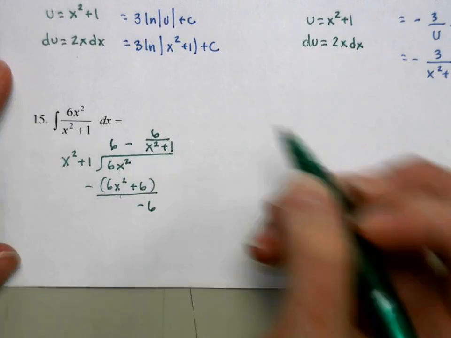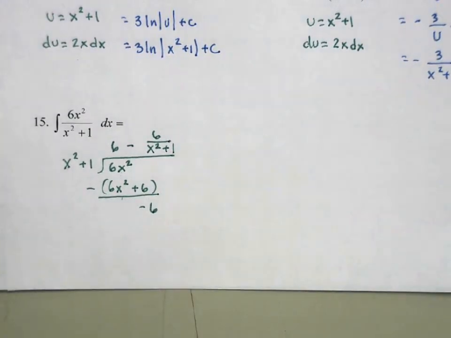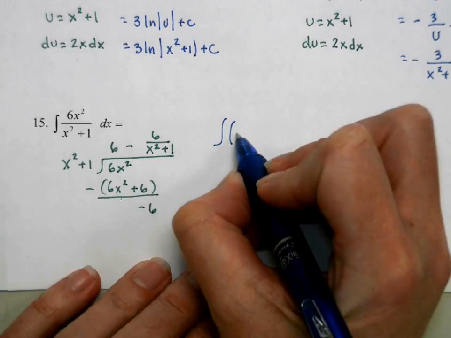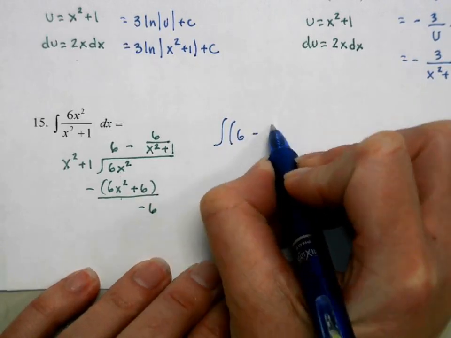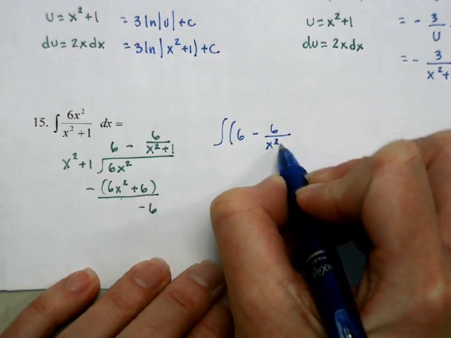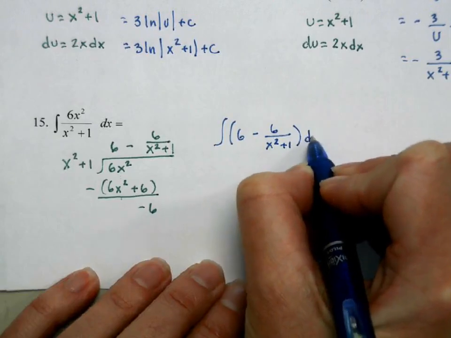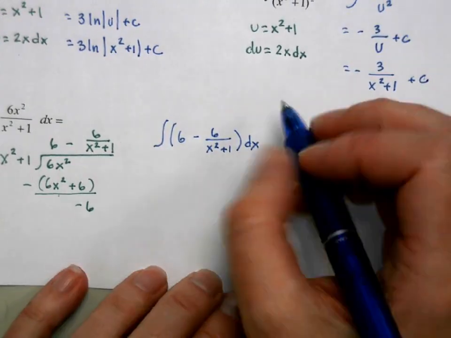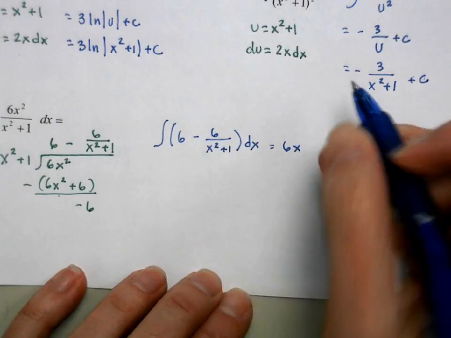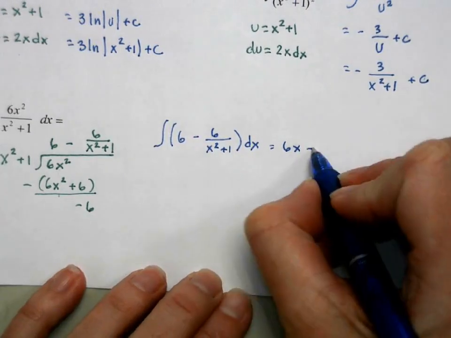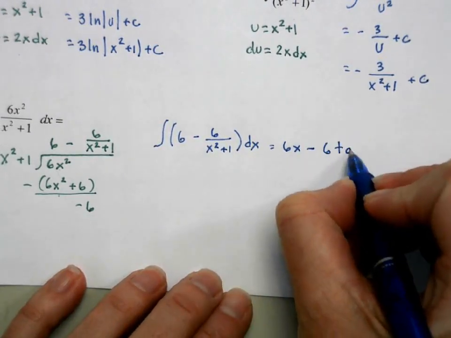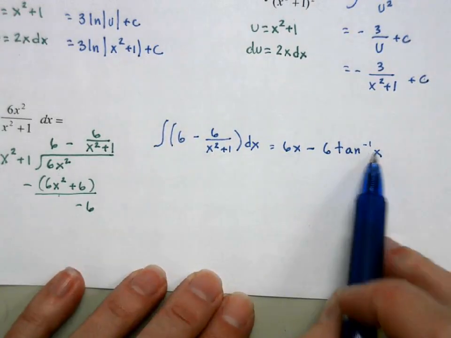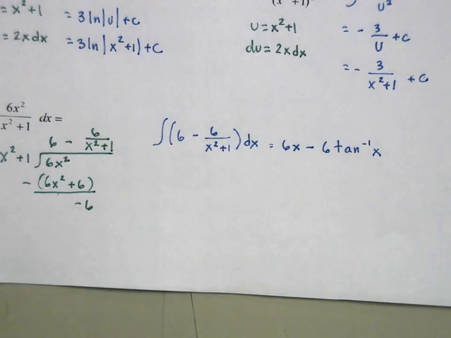Now I'm going to rewrite my integral with that decomposed rational function. Okay, and then I have two things I can integrate. So 6 is going to become 6x. This one's a little bit sneaky, but it is tangent inverse or arctangent of x. Derivative of tangent inverse is 1 over x squared plus 1, so the antiderivative of that is arctangent or tangent inverse.